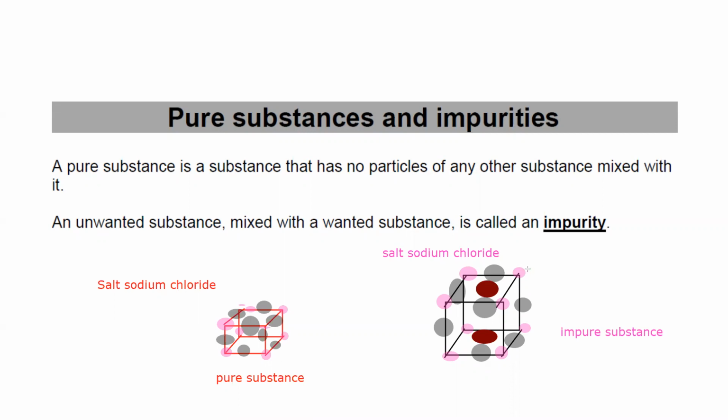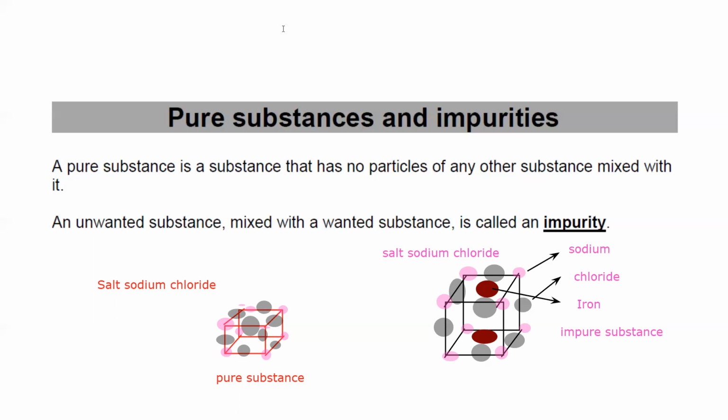Because it not only contains sodium and chlorine. Like this one is sodium, the other ion is a chloride ion, and we have iron as well. So it is not pure. Why is it not pure? Because it contains iron as an impurity.